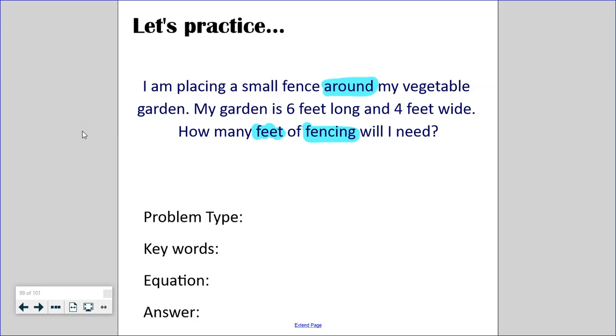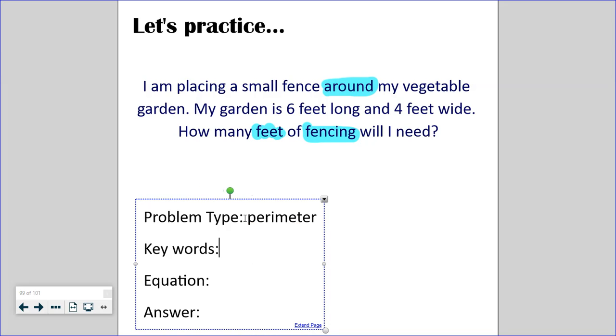And even just this word, fencing, what do we use fences for? We use fences to go around something, right? We don't fill spaces with fences. We use them to go around something. So I know that this is going to be a perimeter story. So I'm going to go ahead and type that there. You guys, of course, would write it or type it depending on how you're doing it. So I'm going to write it's perimeter. And my keywords were around, feet, and fencing.